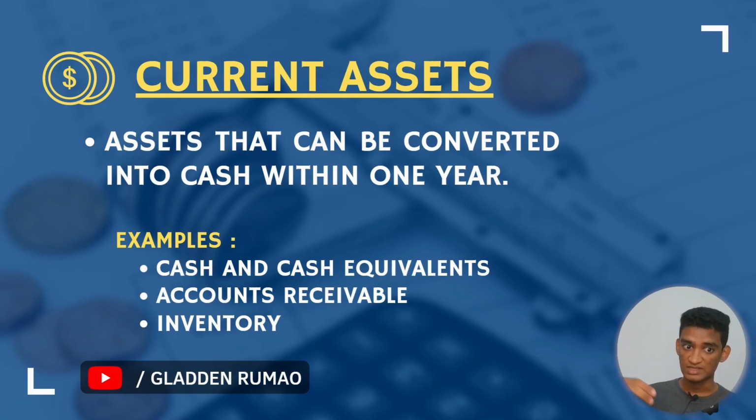Some examples of this are cash and cash equivalents or accounts receivable. Accounts receivable is the amount which is due to be paid to you. Say for example, if you have sold inventory to a party and you have not received the cash yet, there is a certain amount that you will be receiving from that party that comes under accounts receivable. And inventory is your product stock or goods lying in your warehouse that you're going to sell and which will eventually be converted into cash. So all these assets come under current assets.